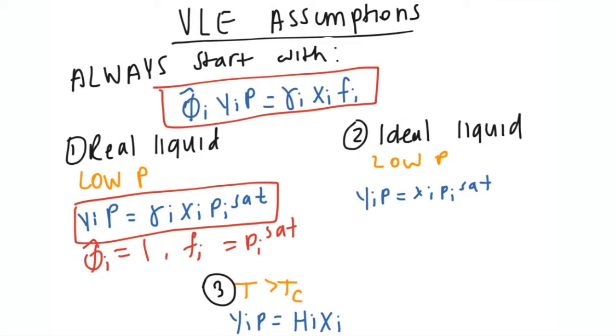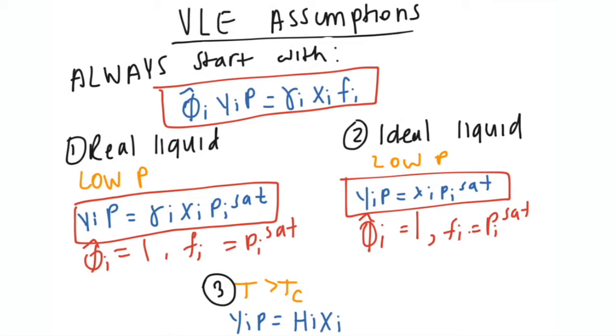All right, number 2, if we have an ideal liquid at low pressure, then we can say that the fugacity coefficient in the mixture of the species is equal to 1, and that the fugacity of the species is equal to pi set. Okay, so that is what we have.